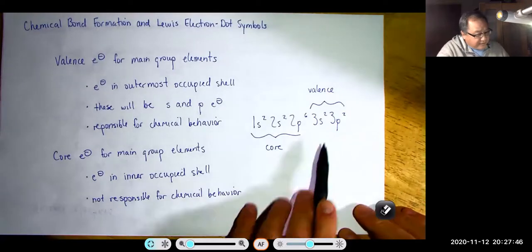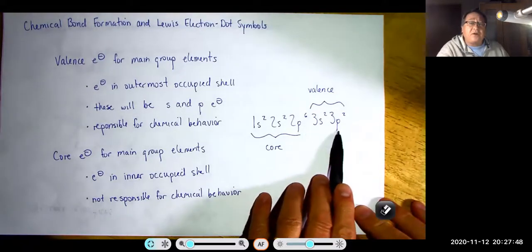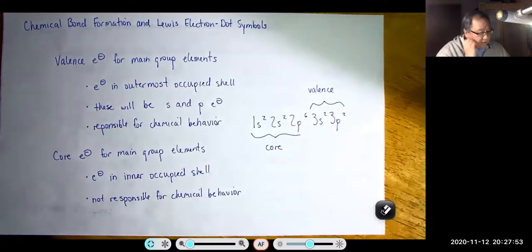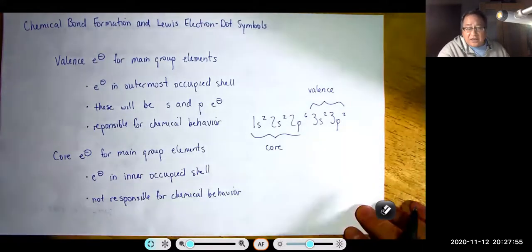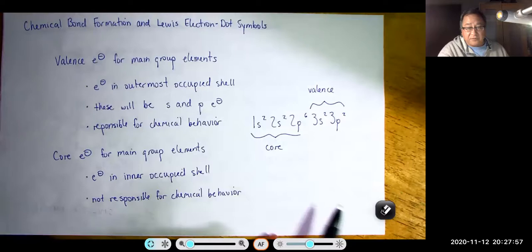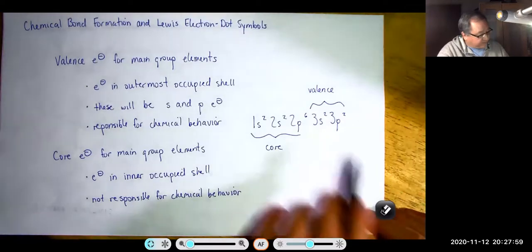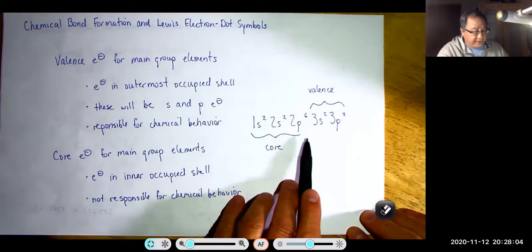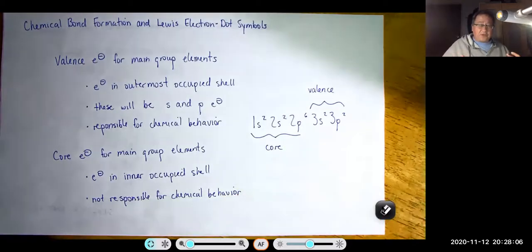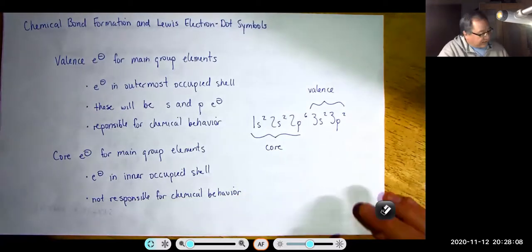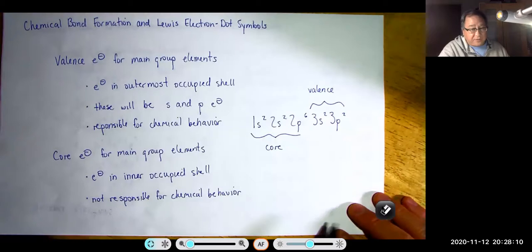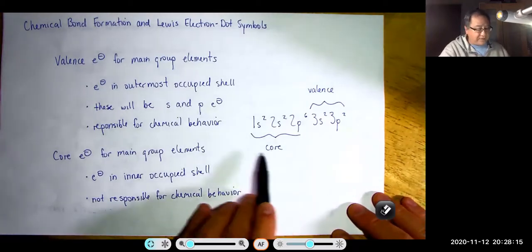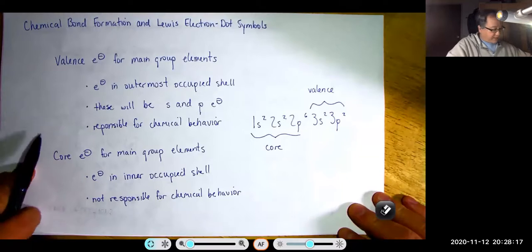For silicon here, the 3s2 and the 3p2 are valence electrons. They are the outermost occupied shell. The fourth shell is not occupied, so it's not responsible for the behavior. The third one is. Now, what about the 1s2, the 2s2, and the 2p6? Those are considered to be inner shell electrons, and they're not responsible for the chemical behavior. They're also called core electrons. So you have the core and the valence. The valence electrons are responsible for chemical behavior.